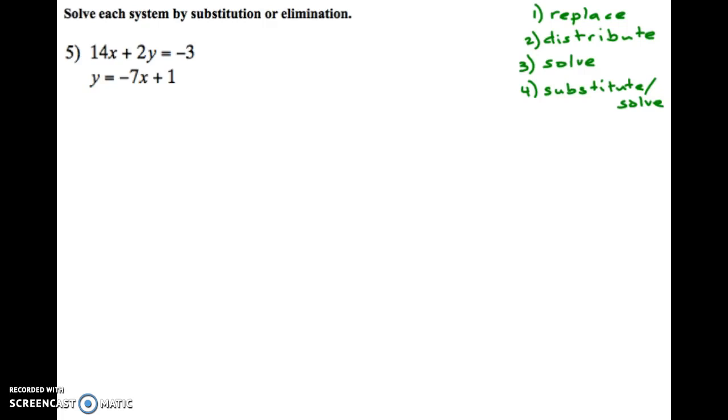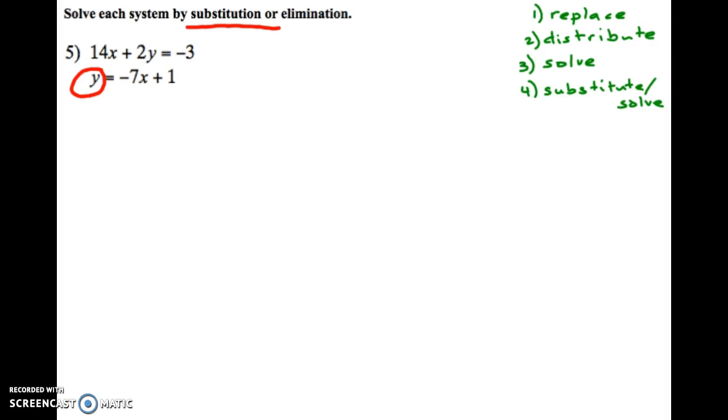Next on our Algebra 2 Unit 3 test review, we're working on problems 5 and 6 where we're solving systems of linear equations using either the substitution or elimination method. For number 5, I am recommending we do the substitution method. The reason I suggest that is right here on the second equation, we see that we have a y equals, so we have one variable all by itself already.